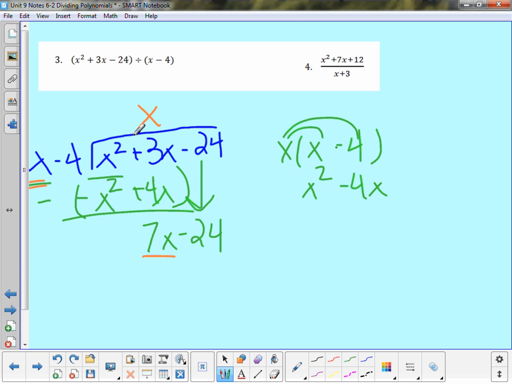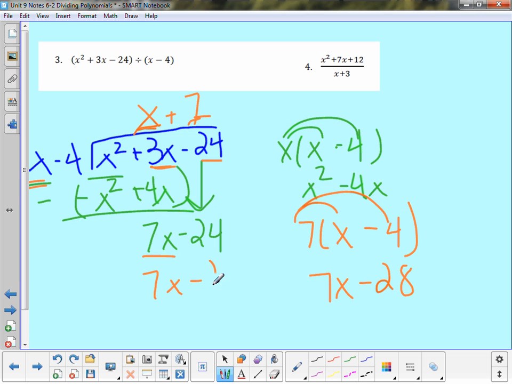Okay, so to go from x to 7x, I need to multiply by 7. So whatever I multiply by, I'm going to put that on top. And notice I'm lining up the columns. X goes in the x column, 7 goes in the number column. It just helps me keep my thoughts organized. So now I'm going to distribute that 7 in, and I get 7x minus 28. So I'm going to write that here. Again, you're distributing in that negative, so you want to change the signs of everything. And now we're left with a remainder.